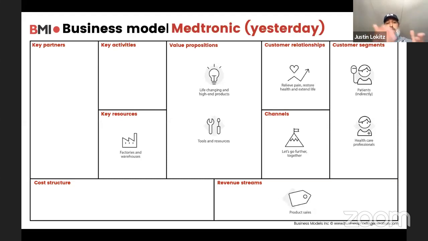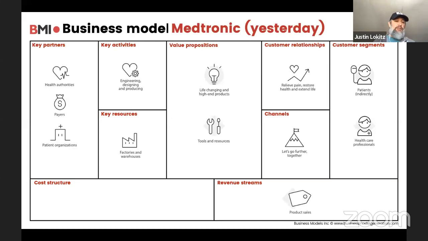To get all this done, of course, it relied on factories and warehouses and engineering, design, and producing as big activities. Its partners in all of this stuff were the patient organizations, the health authorities, payers, insurance companies, and so forth that would pay for all this stuff. And of course, cost came from innovation, R&D, people, marketing, and sales. That's a very typical product-centric business model. And this is a business model canvas that I just spoke through.